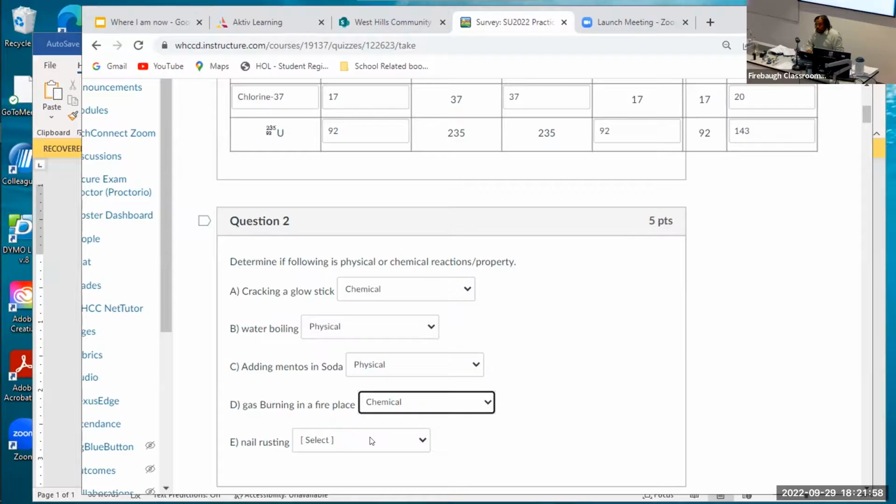Chemical. That's right. Okay. Yellow rust. It's chemical because it's electrons. Chemical. Because you're oxidizing iron.